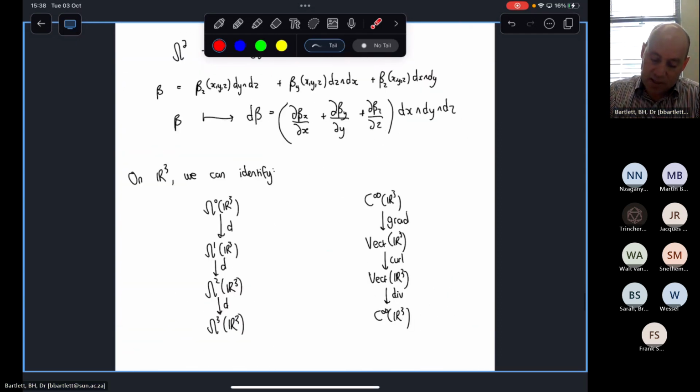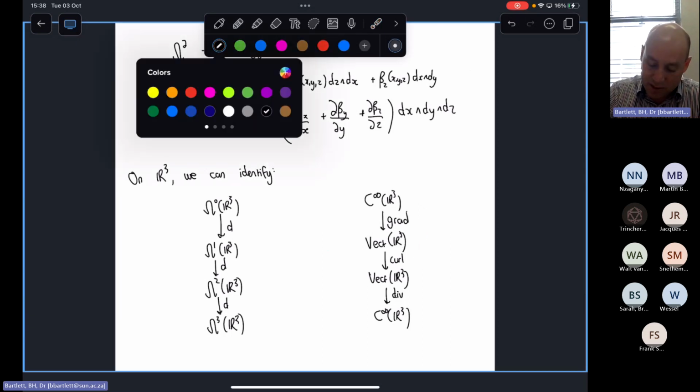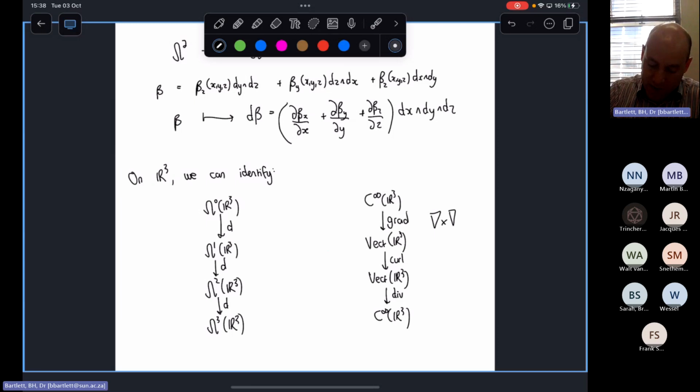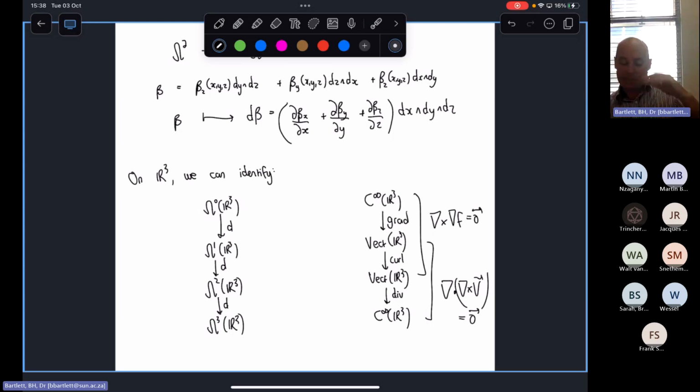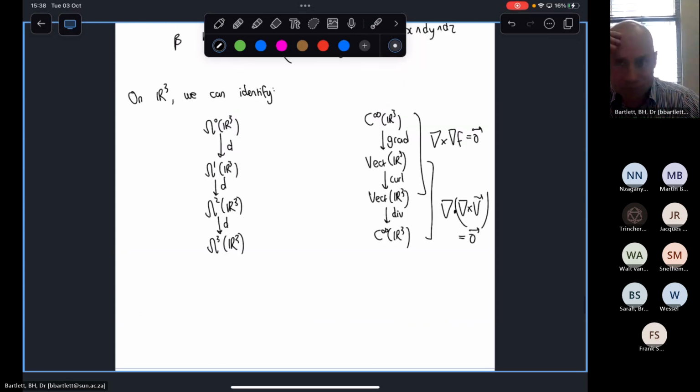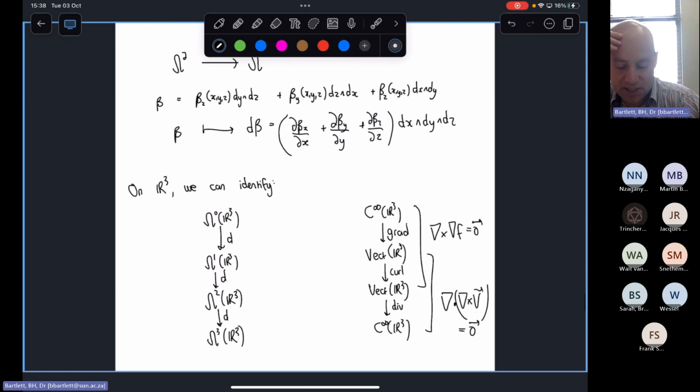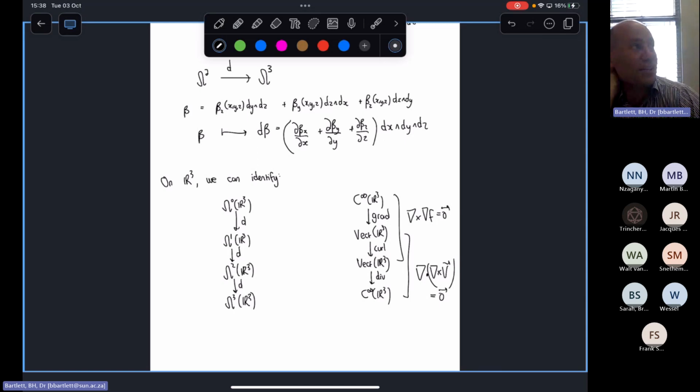So in particular, it says that this composite here is 0. So that tells us something that we already know, that the curl of the gradient is 0. Over here, it tells us the divergence of the curl of a vector field is 0. Okay, so very cool. You can see why, if you love multivariable calculus, you'll love differential forms.